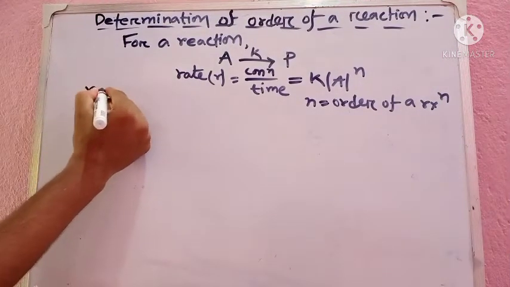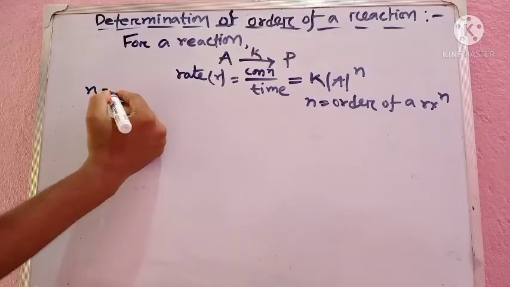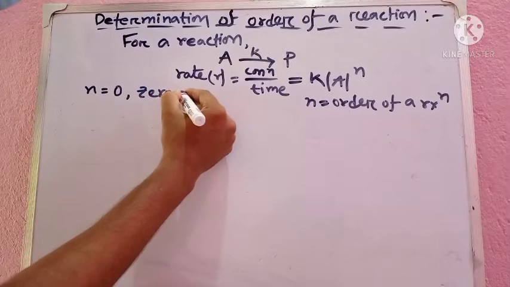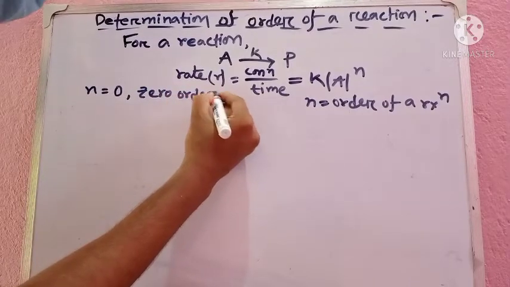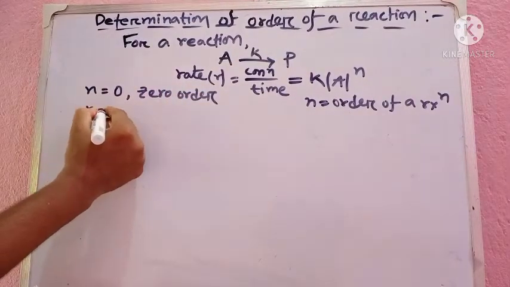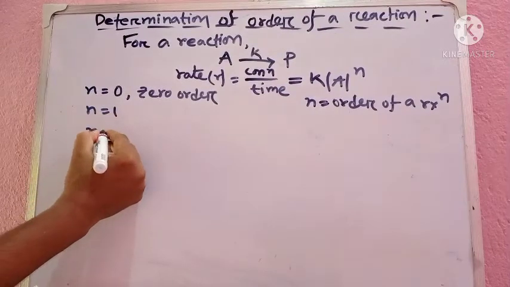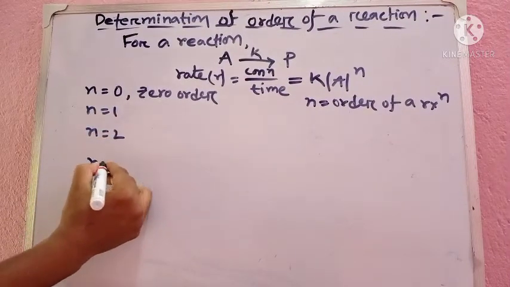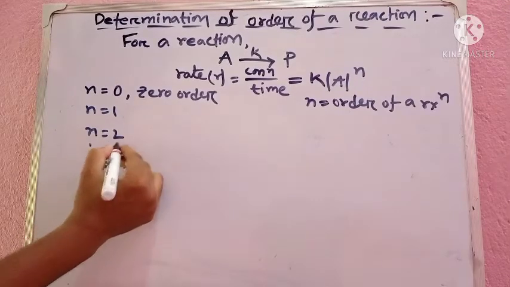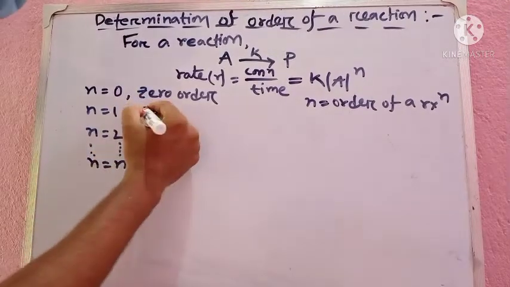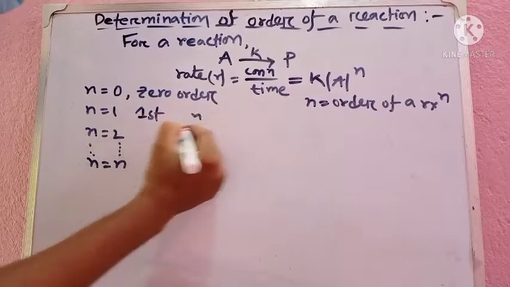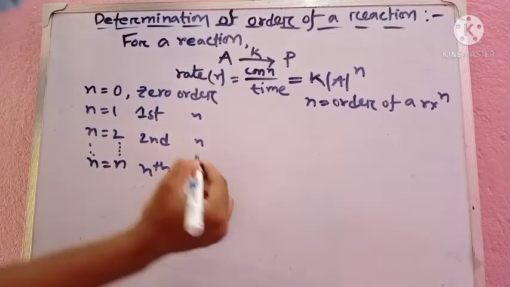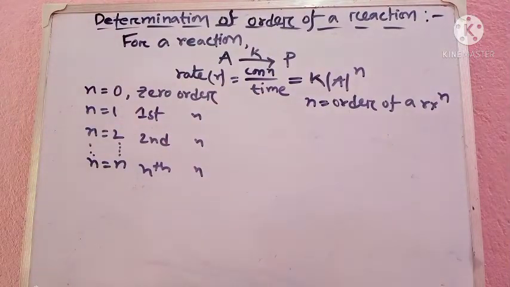Then when n equals 0, that is zero order reaction, n equals 1, n equals 2 and so on, n equals n. n equals 1 is first order reaction, n equals 2 is second order, and n equals n is nth order.